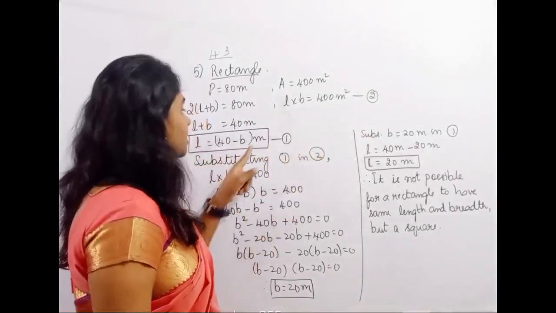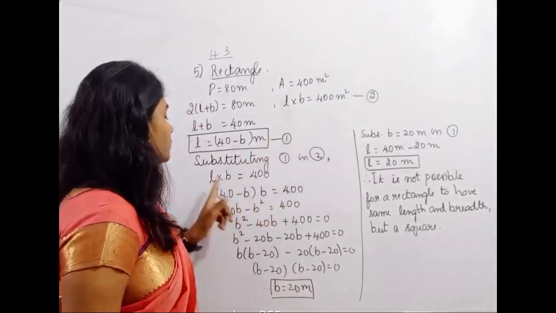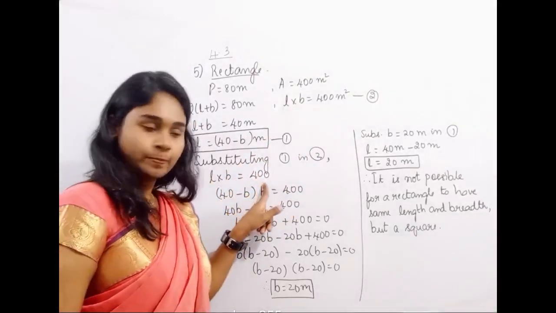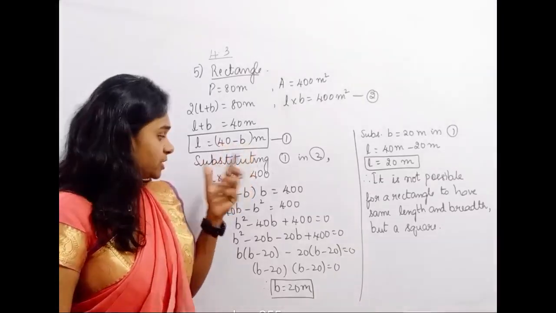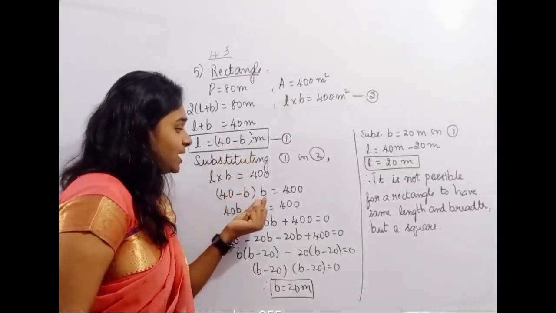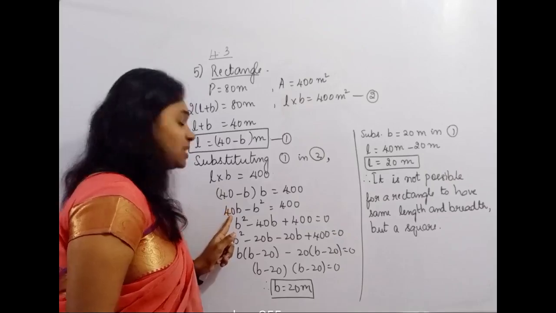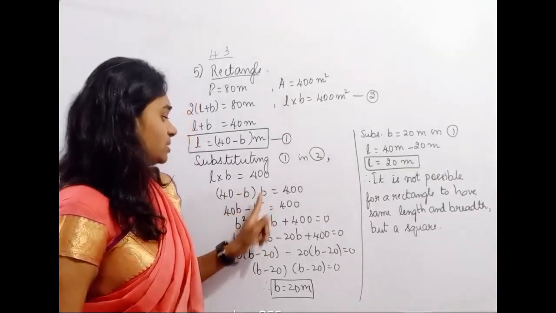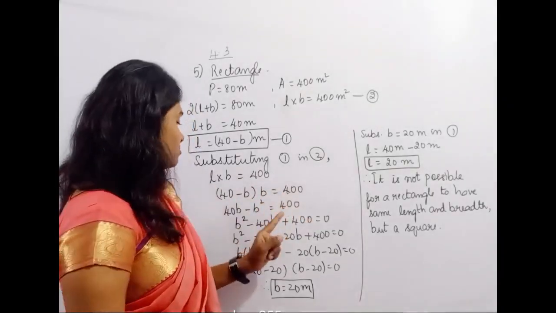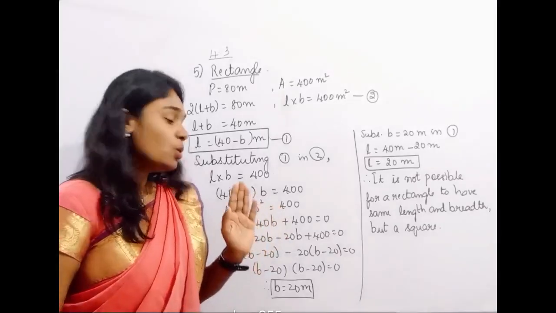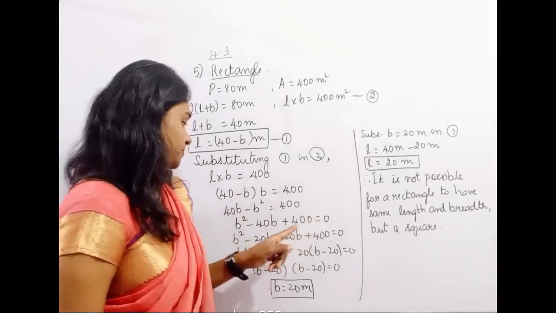Substituting this equation in this area formula, what do we get? So L into B is equal to 400, right? Now L is already 40 minus B. So substitute in place of L: (40 minus B) into B is equal to 400. Then B into 40 gives me 40B minus B into B is B square, equal to 400. So now rearranging the terms and shifting all of them to one side, we get B square minus 40B plus 400 equal to 0.